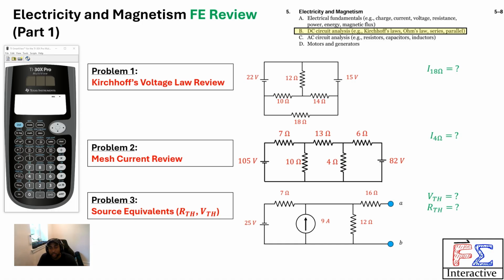In this video, we're going to discuss Kirchhoff's voltage law and current law. We're going to discuss mesh current analysis as well as source equivalence, which is Thevenin equivalent voltage and resistance. And we're going to reinforce those concepts by solving practice problems from my software, FE Interactive. You can see we have a few different circuits and our unknowns on the right-hand side, which are current flowing through specific resistors, as well as equivalent voltages and resistances.